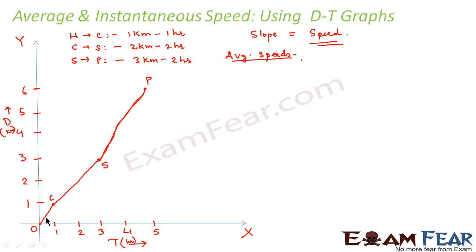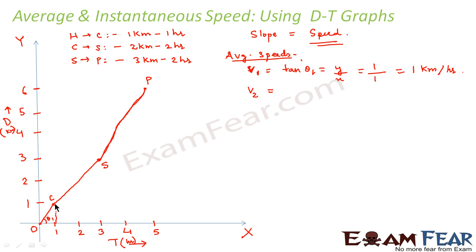Now, let us see the first journey. In this first journey, let us suppose this angle is theta 1. So the speed, V1, for the first journey would be equal to tan theta 1. Tan theta 1 would be equal to y by x. So what will be the value of y here? Y is 1 and x is 1. So this is 1 kilometer per hour. Right? Now let us calculate V2.